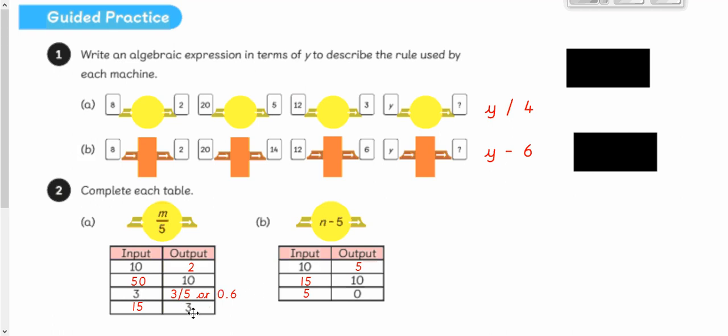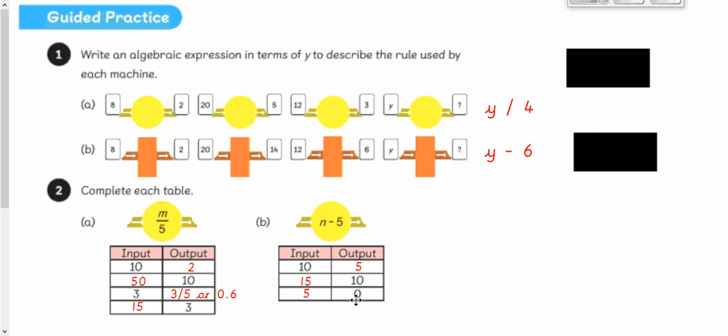And then we need to use the inverse again. So if 3 would be here, and it's been divided by 5, so do the inverse to find the original number. 3 times 5 is 15. Easy enough. And then B, n take 5. So if n is 10, take 5 is 5. Now we're going to use the inverse again because we get 10 out and we've taken 5. So to get the original number, we need to do the inverse of take, which is add. So 10 add 5 is 15.